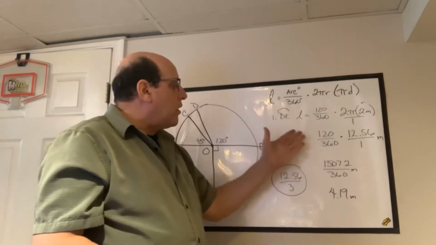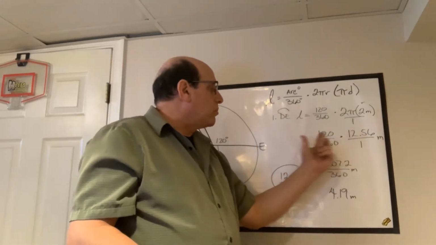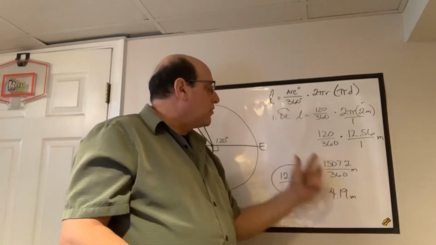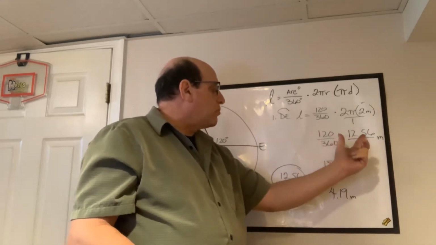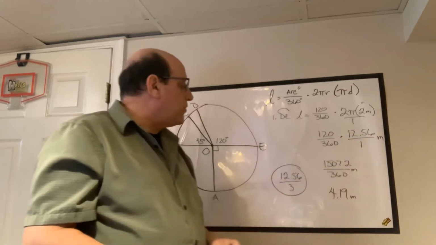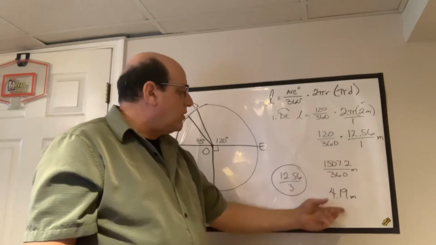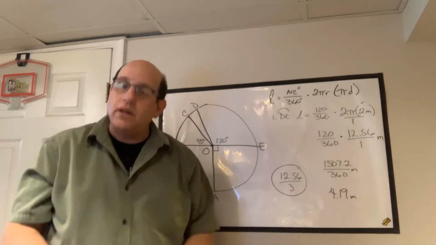And now all we do is multiply our numerators, multiply our denominators, and then do some division. So 120 times 12.56 is 1507.2. Divide that by 360 and you get 4.19 meters.